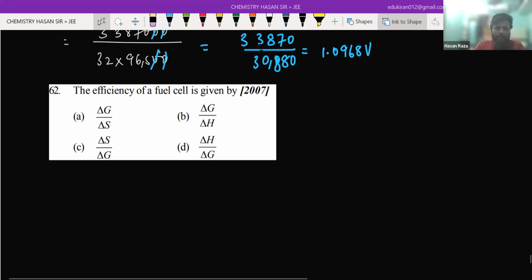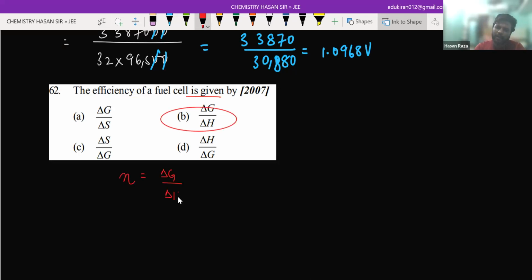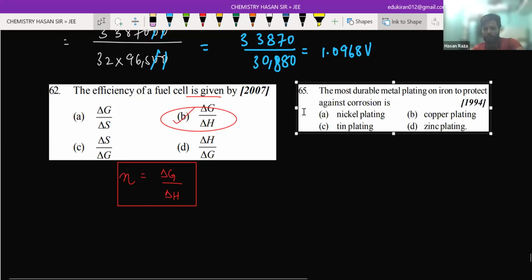That's good. Tharif, that's good. So I'm going to tell you, basically, the efficiency of a fuel cell is given by this. If you want to calculate the efficiency, which is denoted by eta, that will be equal to delta G divided by delta H. And I hope you know delta G is the free energy and delta H is the change in enthalpy. So the answer is B. Always remember this. Okay. Shahid, no answer, nothing about this. Please do interact with me.